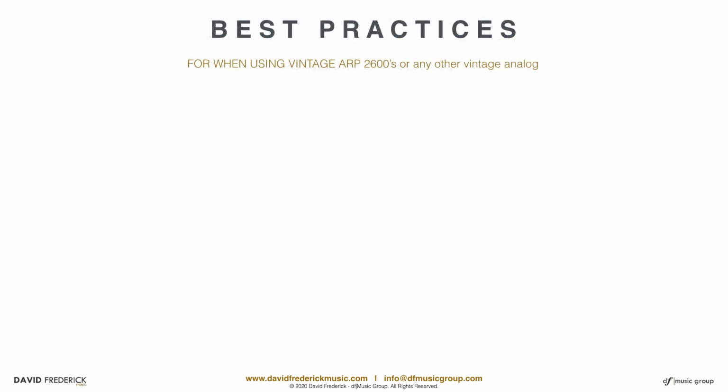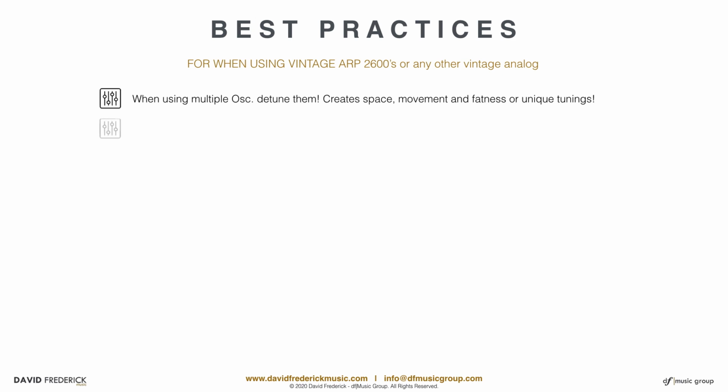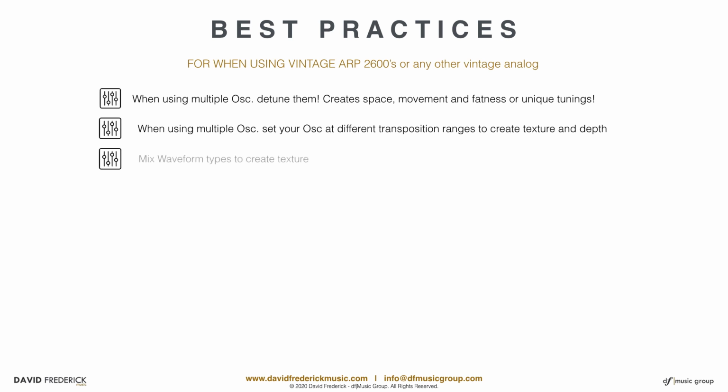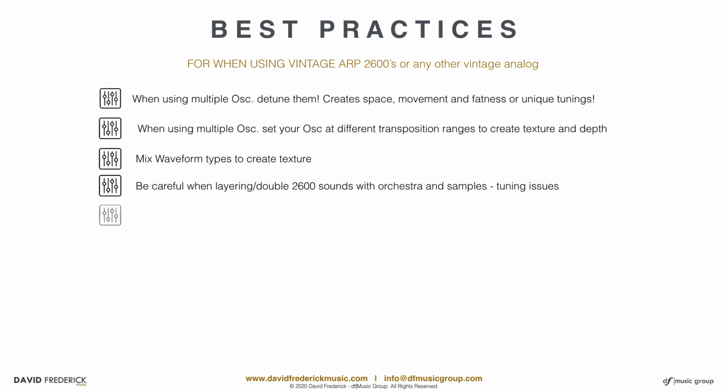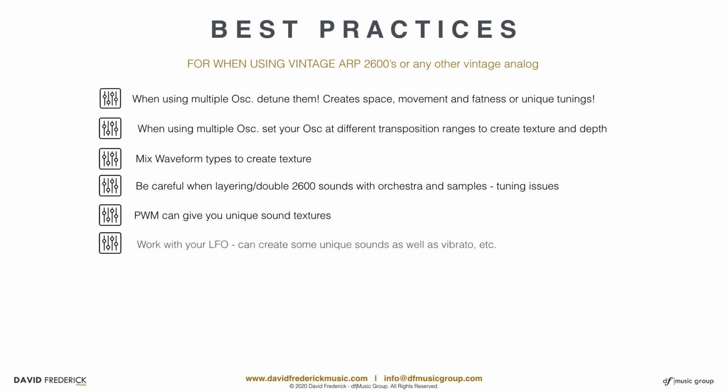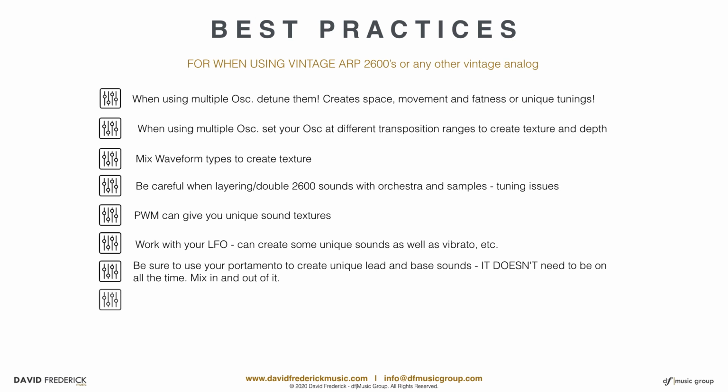Okay, let's talk about some general best practices when using the 2600. Again, this stuff may be obvious to you, but just hear me out on it, because to some people it might not be. When using multiple oscillators, I love to detune them just a little bit, right? It fattens them up, creates unique space. If you play around with them, you can get some really unique effects, like we saw earlier in the presentation, where you can get that auto panning effect just by putting the oscillators slightly out of sync.